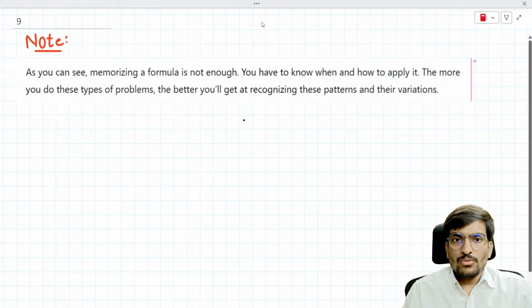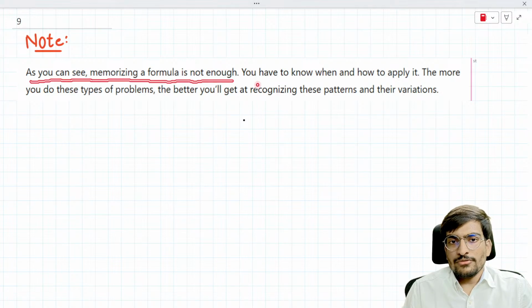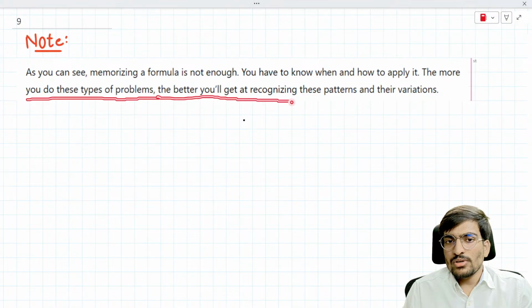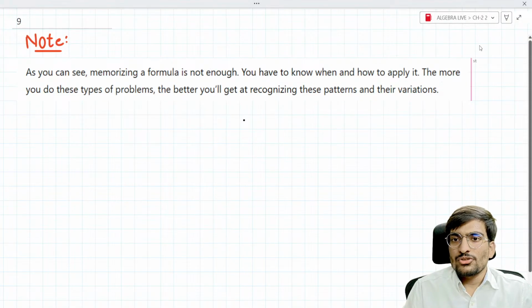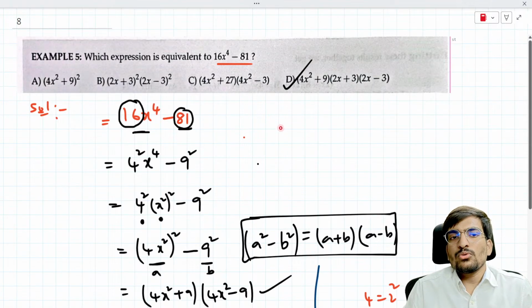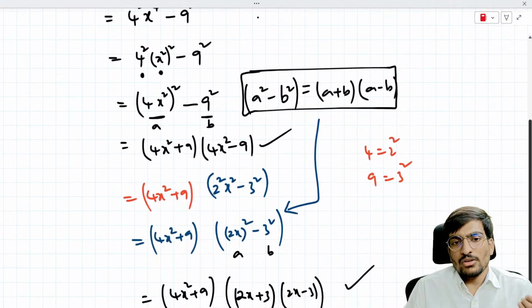So now, what I wrote here, as you can see, memorizing a formula is not enough. You have to know when and how to apply. The more you do these types of problems, the better you will get at recognizing these patterns and their variations. If you're already aware, it's fine. But how do you know when to use, where to use? It comes by practice, and when you get aware of more different varieties of questions, then you can get these ideas.